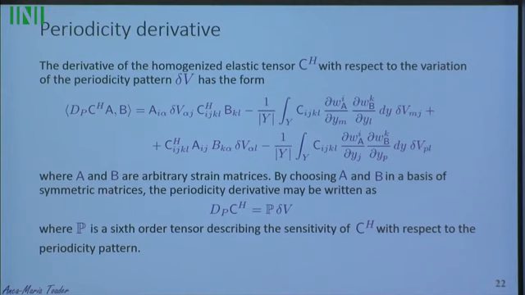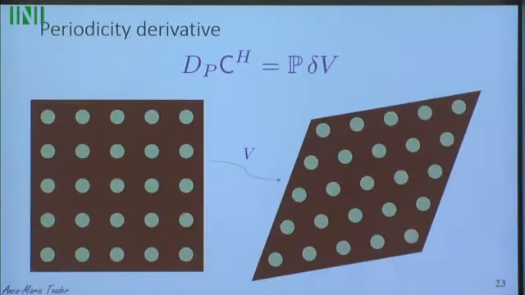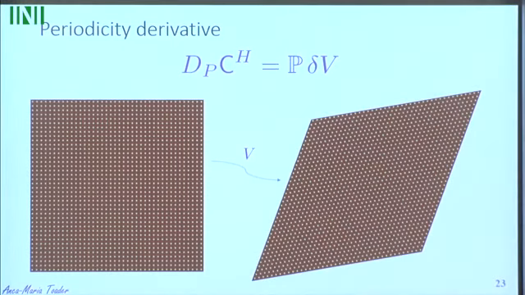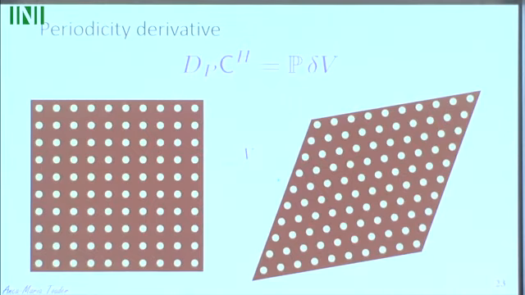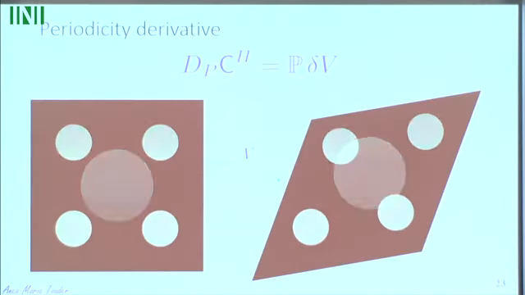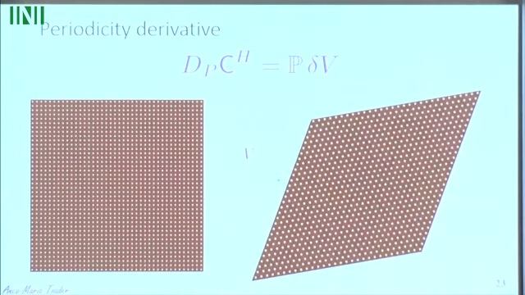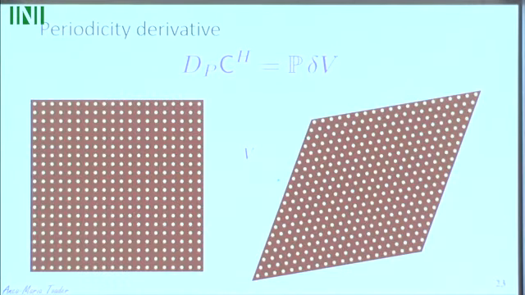a basis of symmetric matrices, we can rewrite this periodicity derivative in this way, where P is a 6th order tensor that describes the sensitivity of CH with respect to this periodic pattern. And here is an animation that would like to give an idea about how the variation in periodicity influences the homogenized elastic tensor.